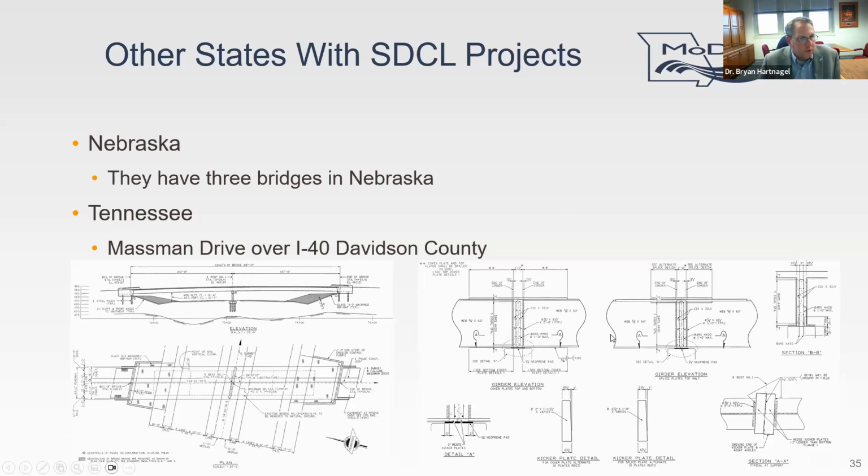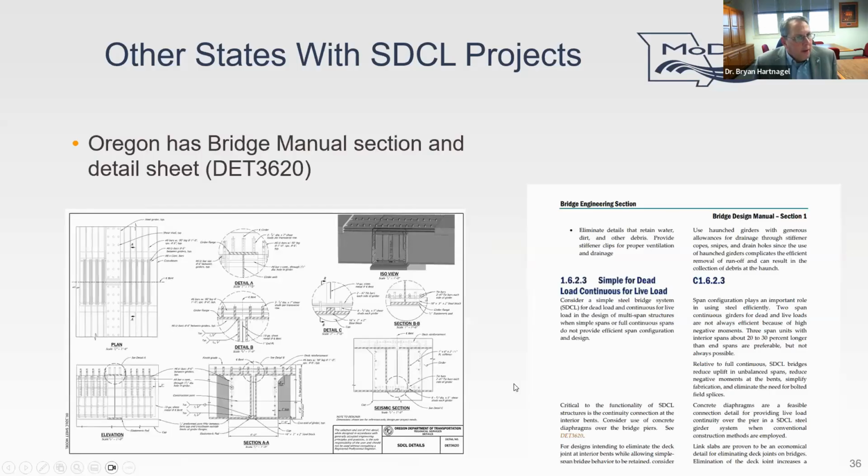Tennessee has done it. I show some screen grabs from Massman Drive over I-40 in Davidson County. The reason I put this screen grab is down here at the bottom, their compression blocks, they use a tapered block so that you can account for a little bit of distance issues with a taper, right? A wedge. The reason that we got this is Wilson and Company saw this detail sheet in the Oregon Bridge Manual, and they have a section of their bridge manual, Simple for Dead Load, Continuous for Live Load, Steel Bridge System, and the detail is DET 3620.